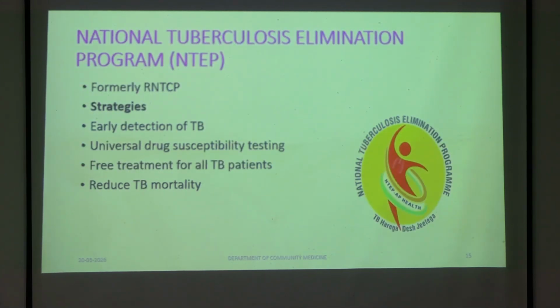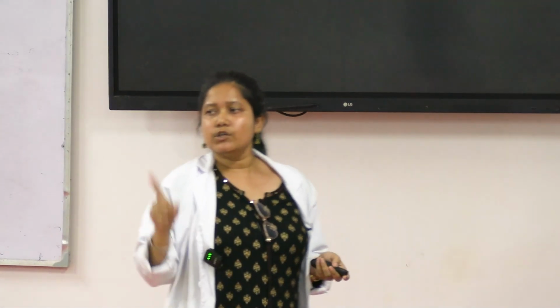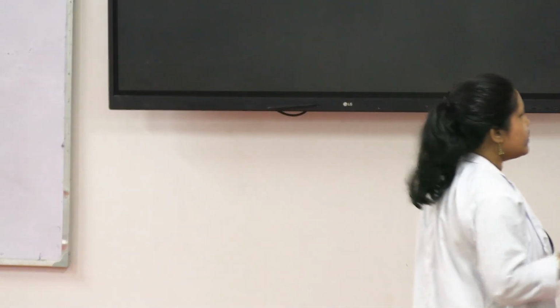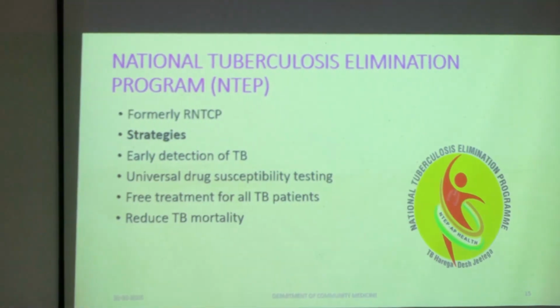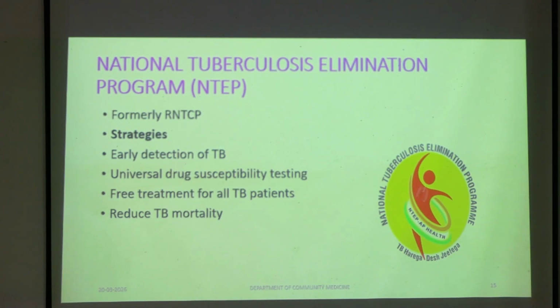So, the National Tuberculosis Elimination Program. Elimination means we are stopping the transmission. Formerly it was RNTCP. What are the strategies? Simple. Early detection of TB. How will you do it? Smear microscopy, CBNAAT, all these other modalities. Universal drug susceptibility testing, for whom? MDR-TB, XDR-TB. So you have to do sensitivity testing. And free treatment for all TB patients. The fixed dose combination comes in a box which is free of cost. Government is providing. Private sector, wherever you go, they also have to ask the government and take the medications. And reduce TB mortality.